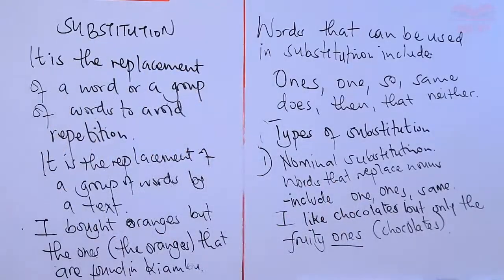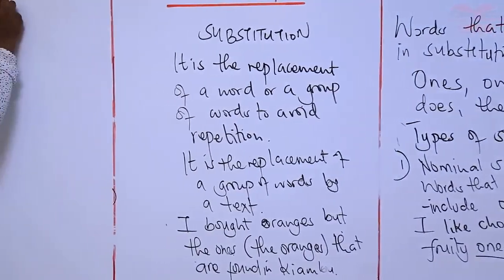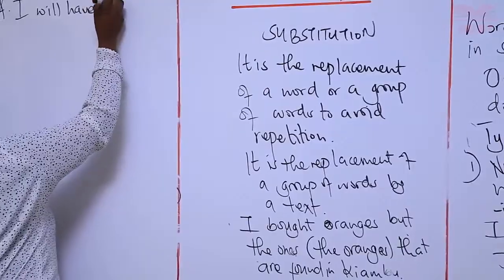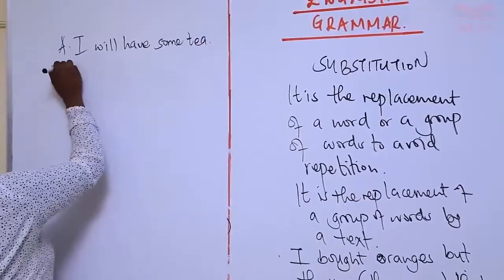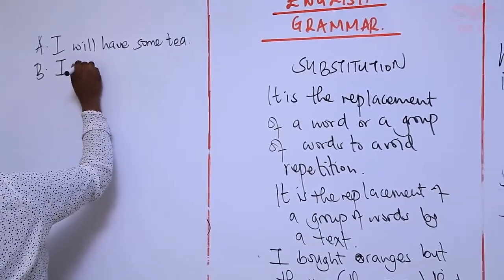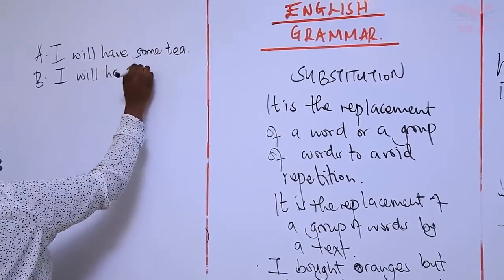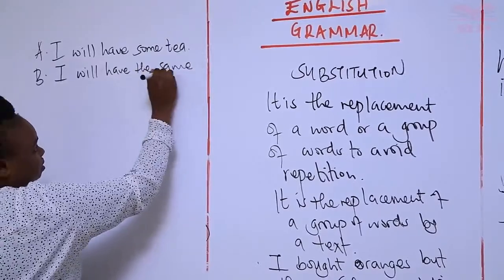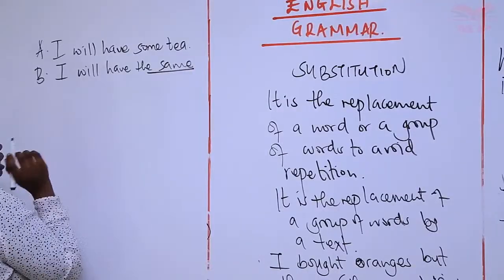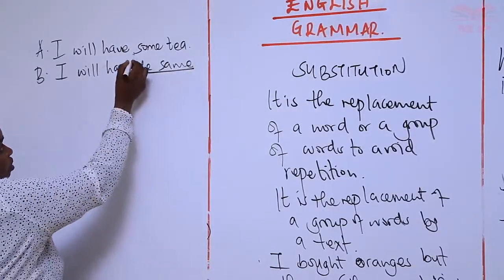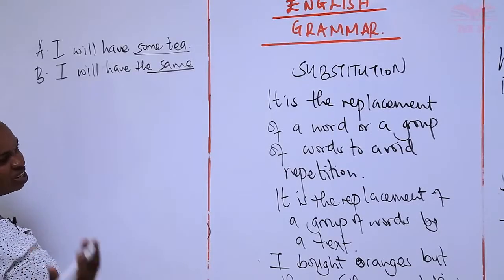Okay, let me give you an example. Sentence A: I will have some tea. Sentence B could be: I will have the same. So same has been used to replace some tea, so that you don't repeat the words some tea. All right, so it avoids repetition.